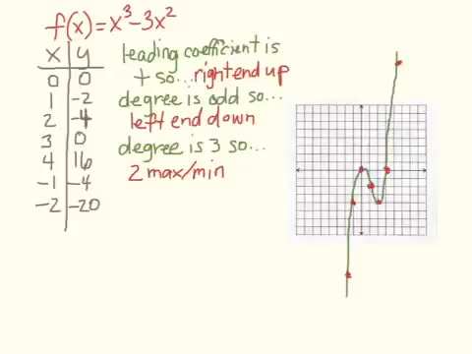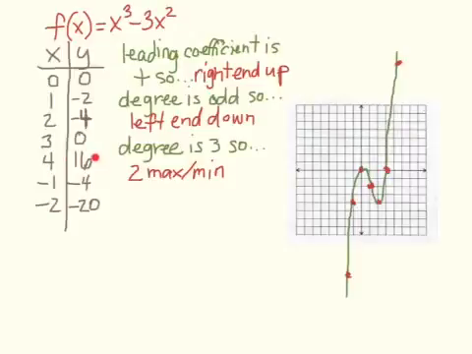I'm going to start with 0. Plug in 0 for x. If I do, I get 0 for y. And then move in the positive direction. 1, if I plug in 1, cubed minus 3 times 1 squared is negative 2. If I plug in 2, I get negative 4. If I plug in 3, I get 0. And if I plug in 4, I get positive 16.